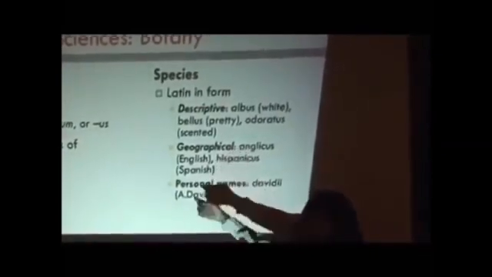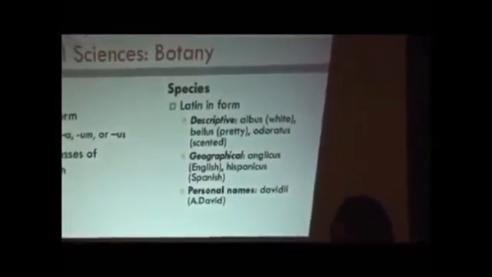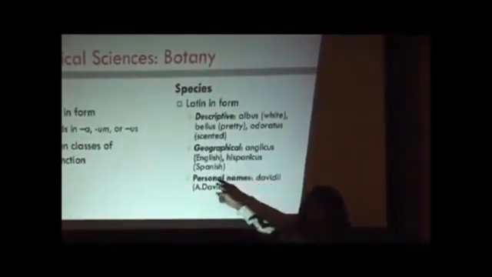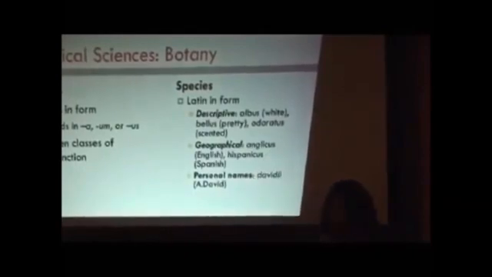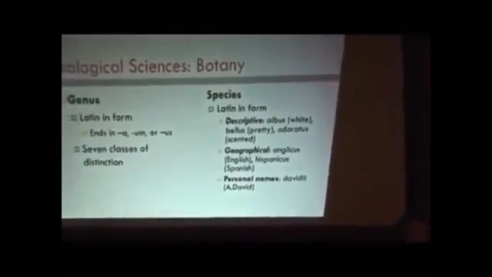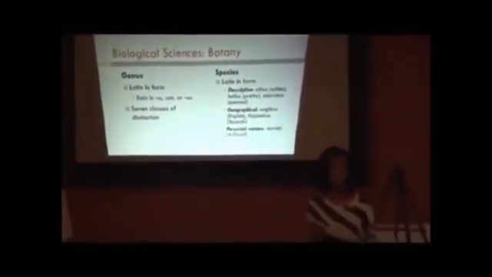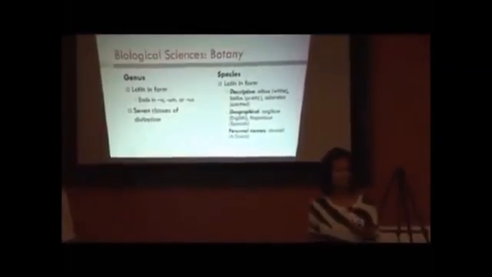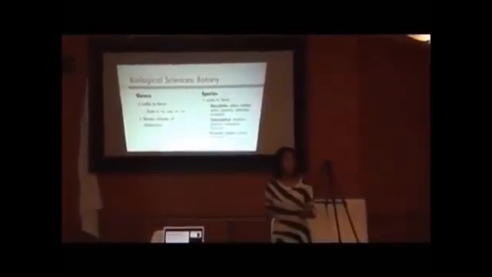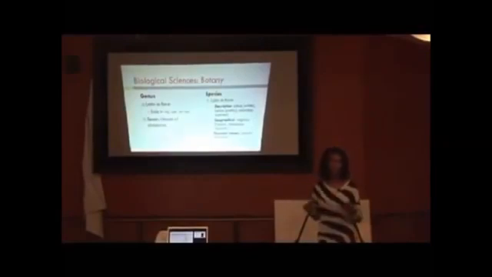You also have geographical species, species that are named based on where they have been found. So Anglicus refers to English, Hispanicus refers to Spanish, and then you have personal names based on somebody who may have done work with that plant or somebody who, quote unquote, discovered it, although I don't see how someone can discover something that's in nature, right? You didn't really discover it. You came upon it, but you're not the founder of the plant. However, they tag their names onto things for ownership purposes.